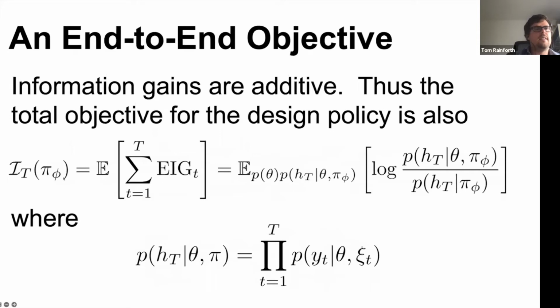So this expectation of the sum of expected information gains is also equal to the expected information gain from the whole history HT. So this would be the objective. If we just optimized this for just the designs, this would be back to the static setting where we choose all of our designs upfront, because we're looking at the expected information gain from everything. But what's changed is that we're not optimizing for designs anymore. We're optimizing a function that will choose designs based on the history.